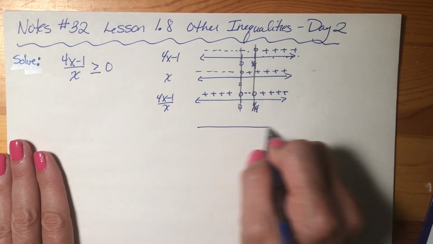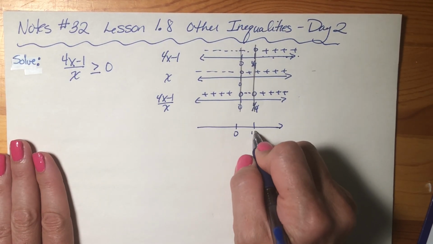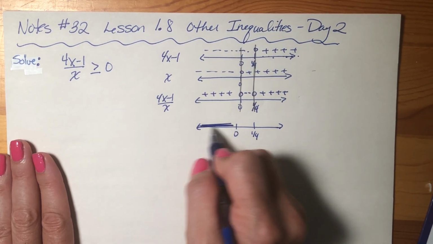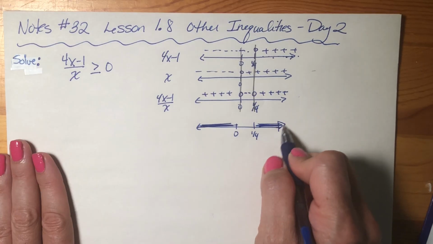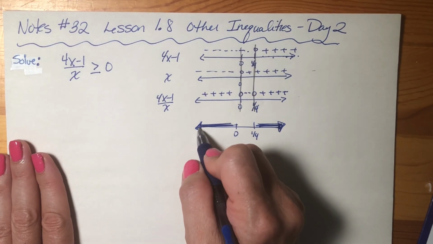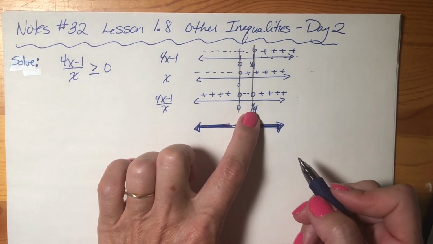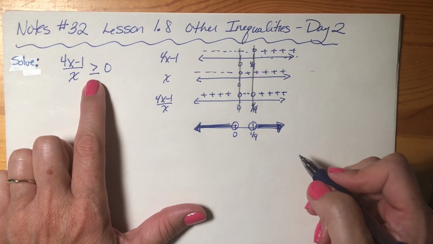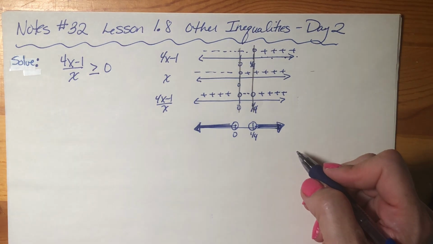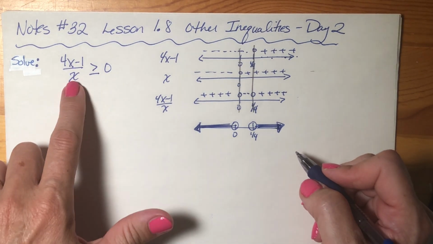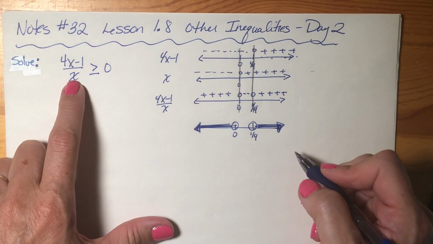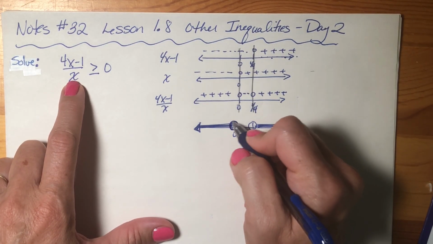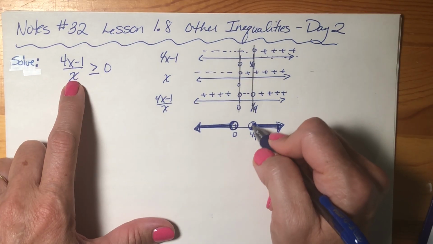So my job now is to just draw my graph. I have 0 and 1/4. I know that I want the positive sections of the graph, so that's going to be right here and right here. So I shade that in and show that to my reader. Now I've got to think about my zeros. It says "or equal to," so right away I'm ready to shade in those circles. But here's my problem. Can I have 0 in the denominator of a fraction? No, okay? It cannot be 0. So this has got to stay open. All right, but the 1/4, that's good. I can shade that one in.